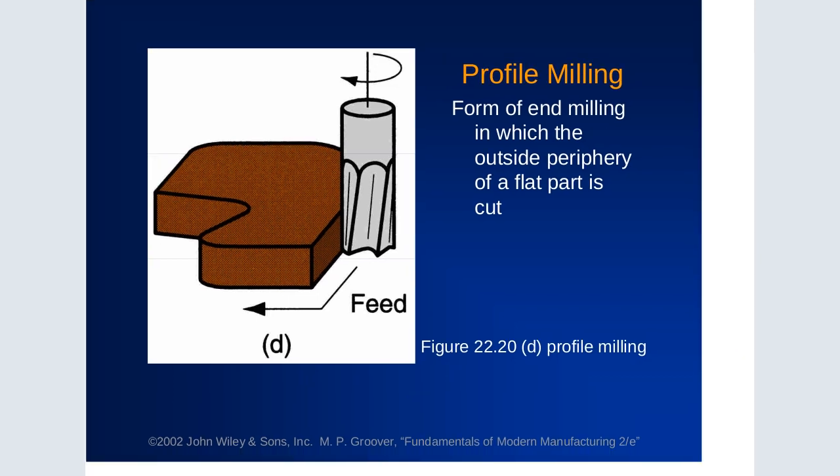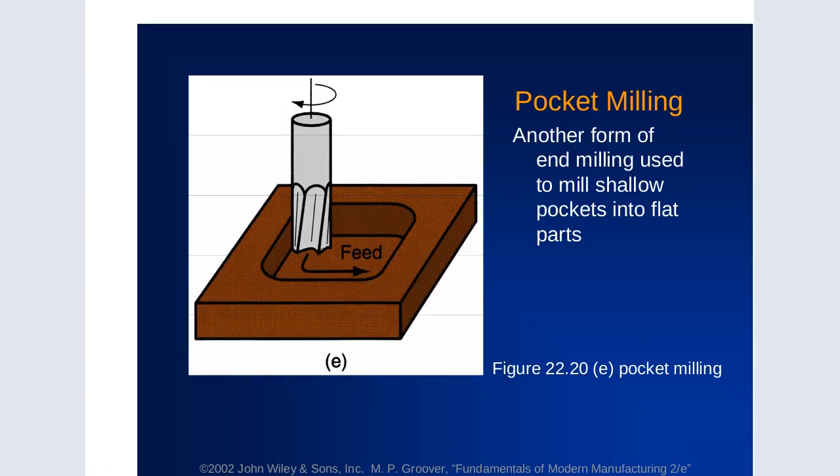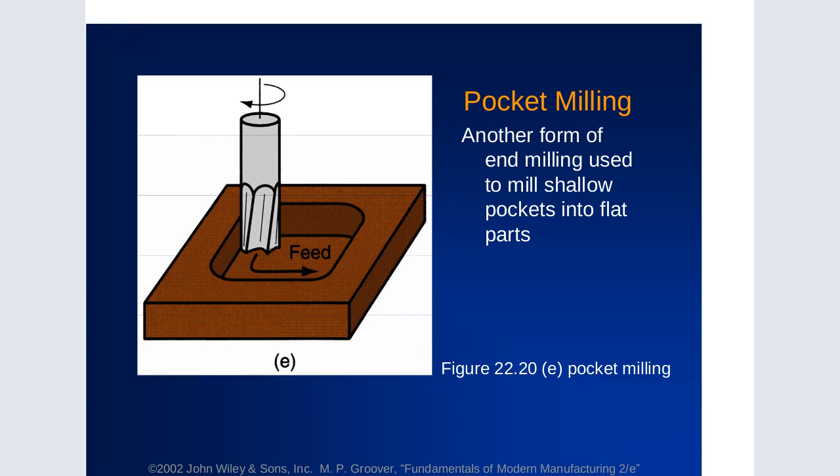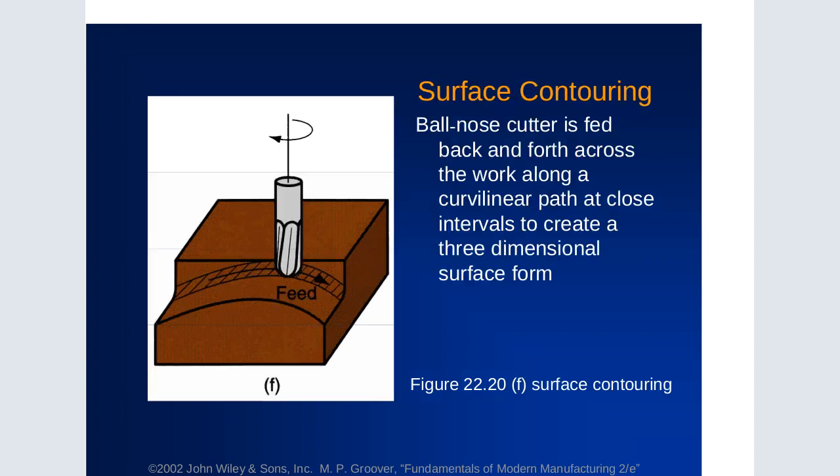Profile milling, a form of end milling in which the outside periphery of the part is cut. Pocket milling, you can see the pocket milling, it is milling on the sides, on the edges of the hole. So it is another form of end milling used to mill shallow pockets into flat parts. You can see that it's called pocket milling.